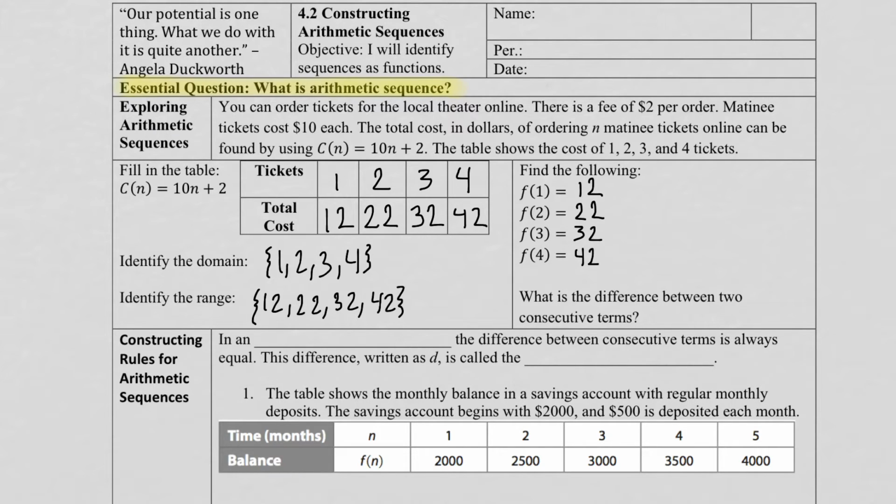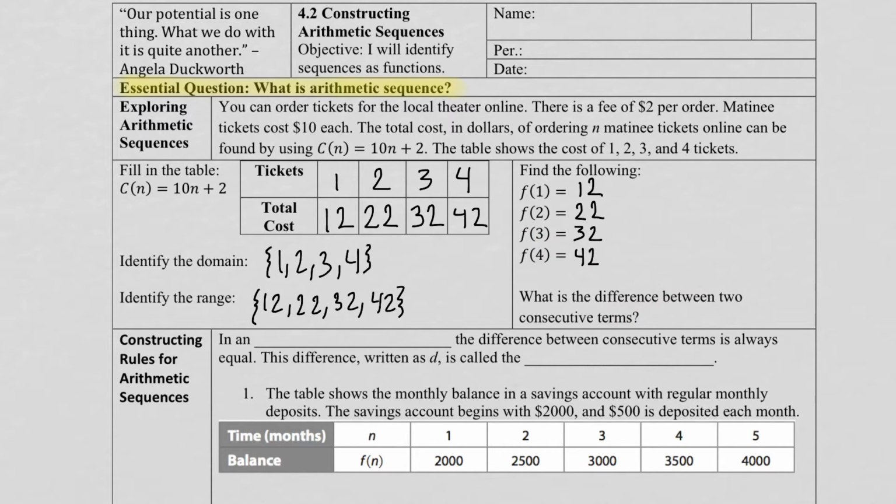Okay, there you go. Your first term is 12, f of 2 is 22, f of 3 is 32, f of 4 is 42. It means in this situation the first term, the second term, the third term, the fourth term. But really, in this situation it means how much for one ticket, how much for two tickets, how much for three tickets, how much for four tickets. That's what these numbers represent.